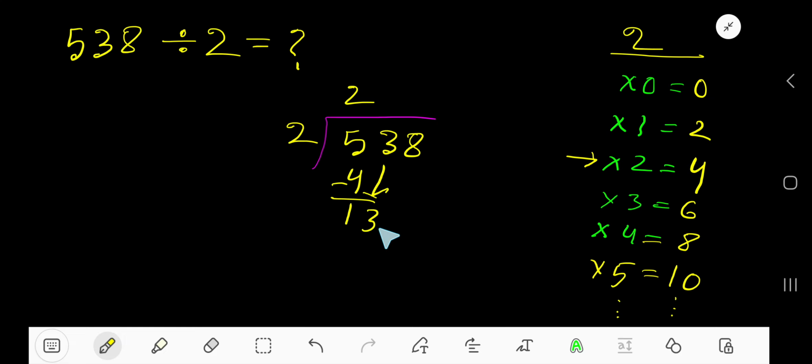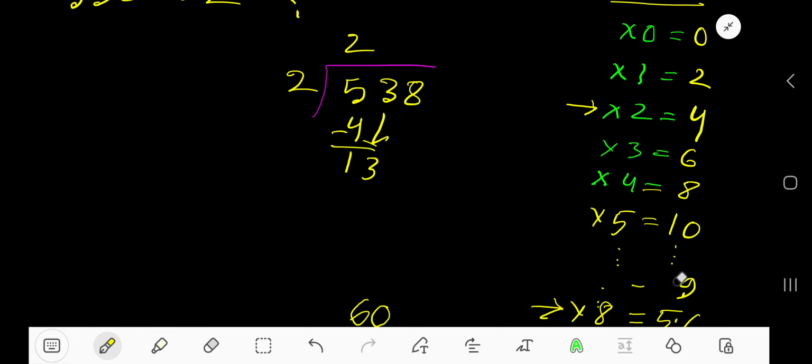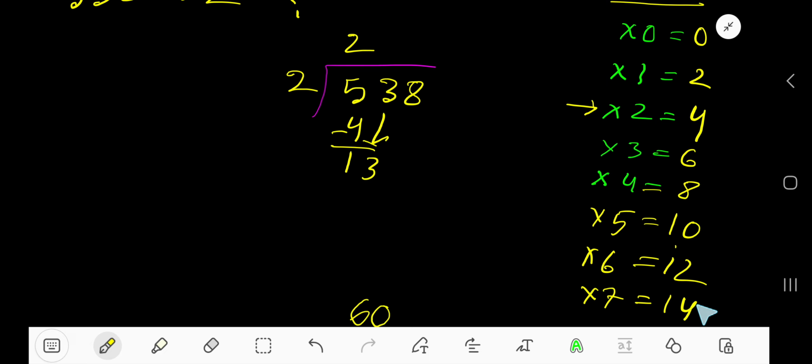2 goes into 13 how many times? Look, 2 times 5 is 10, 2 times 6, just add 2, 12, 2 times 7 is 14, but here we have 13, so we have to stop here. 6 times, 6 times 2 is 12, subtract, we get 1, bring down this 8, 18.